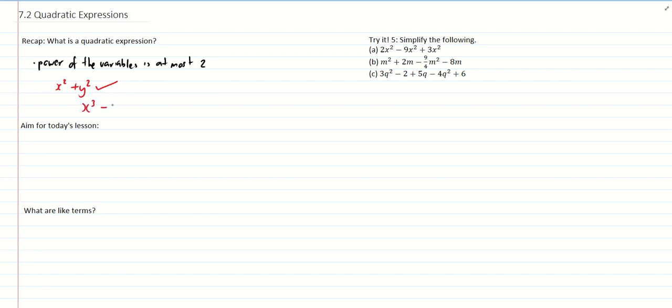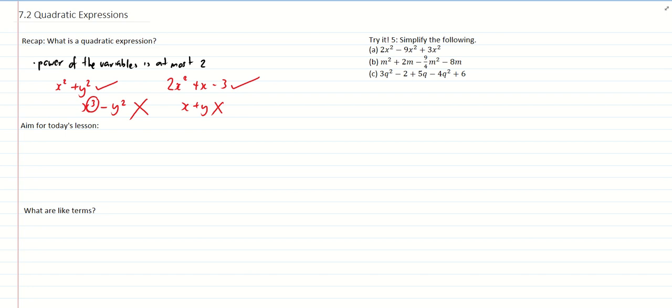x to the power of 3 minus y to the power of 2 is not a quadratic expression because the power is 3. We also have things like 2x squared plus x minus 3, which is also a quadratic expression because the power is 2. And x plus y is not a quadratic expression, it's a linear expression because the power does not reach 2. So we've talked about what a quadratic expression is in the previous lesson.